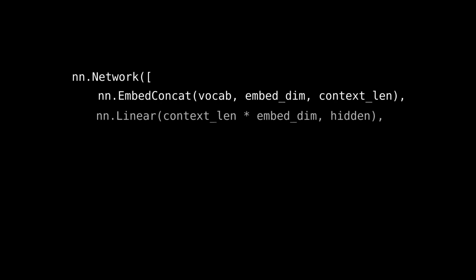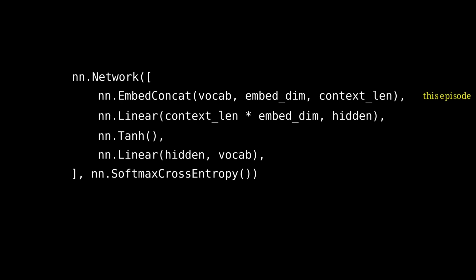So after all that, how much new code does the actual model take? Almost none, and that is the payoff. Here is the entire model, written as one of our plain network objects. Embed concat turns the window into a vector, then a linear layer, then a hyperbolic tangent, then another linear, wrapped in softmax cross-entropy over the vocabulary.